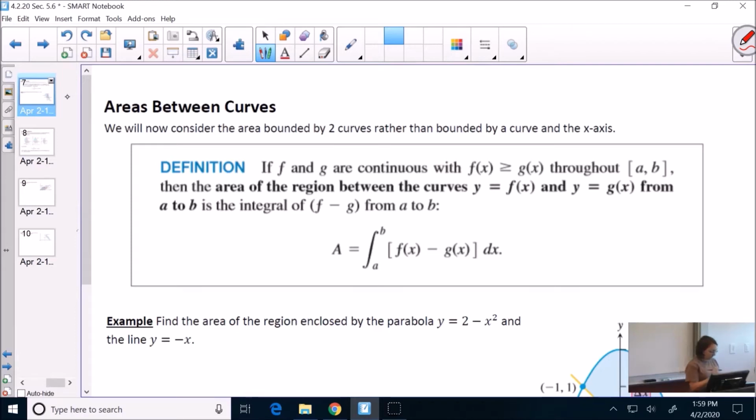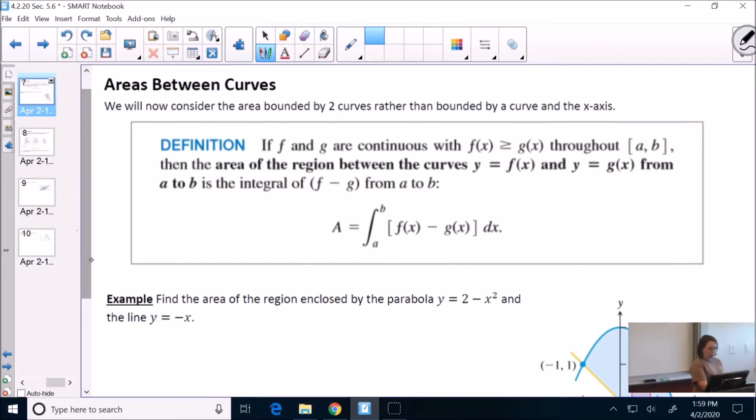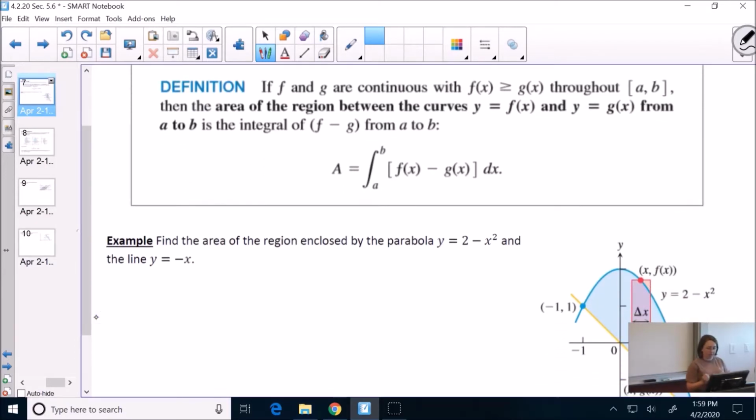Between curves. So this is our last topic. So we've done area under a curve to the x-axis. But more interesting is when both bounds of your shape have unusual areas. So that's what we're working with here. So definition, well, let's just look at the picture.